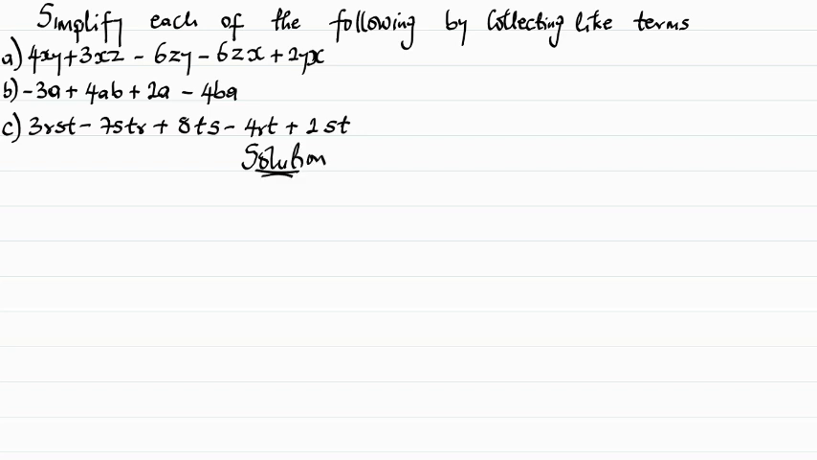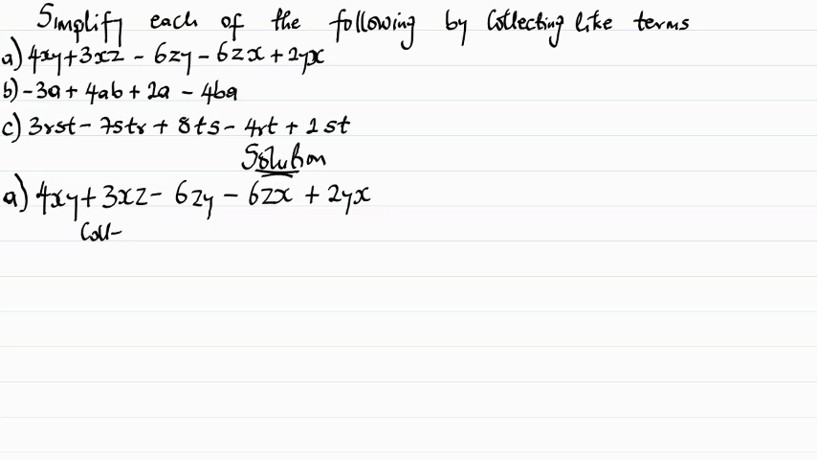Now, we quickly dive into our questions by writing solution. Copy out the expression we're given in A. We have 4xy plus 3xz minus 6zy minus 6zx plus 2yx. Quickly, we collect like terms.